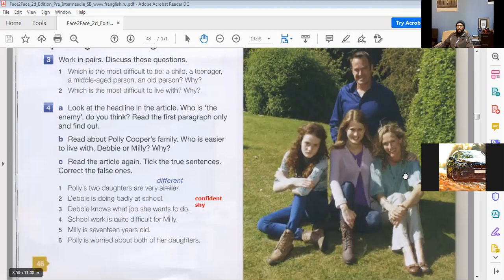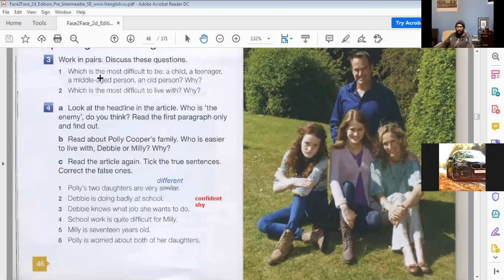All right, so let's read about this family and find out about the two girls. But before we talk about them, we have some general questions here. The first question says: which is the most difficult to be? A child, a teenager, a middle-aged person, an old person, and why?